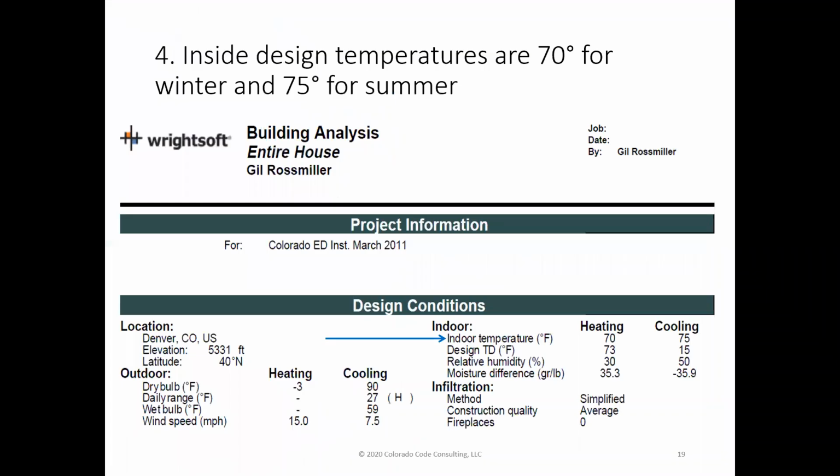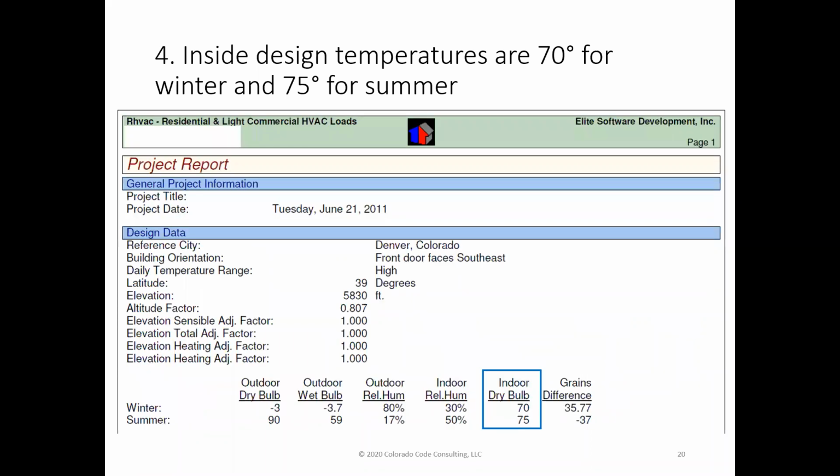So again, indoor, right, 70, 75. All this delta T is just the difference between -3 and 70. I've got to create 73 degrees worth of heat at my outside design to maintain 70 degrees. Then we look at the same thing for cooling. Do the same math. Here it is, right? 70, 75, good to go.